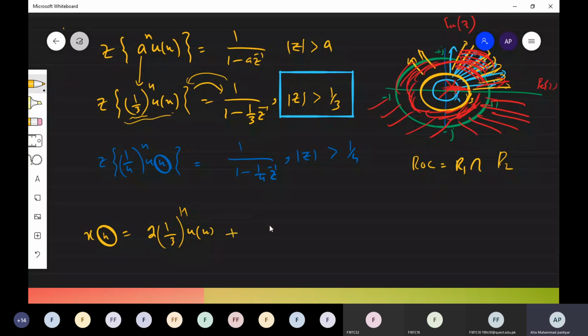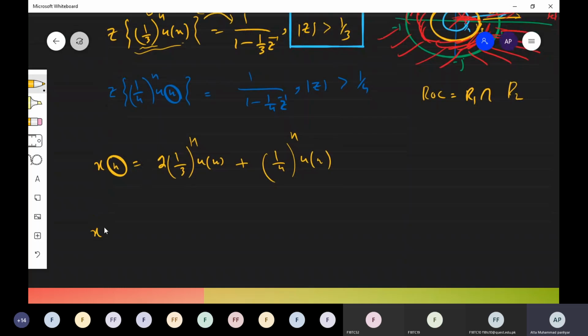Plus (1/4)^n u[n], right? If you wish to solve it a little bit further, then x[n] must be equal to 2(1/3)^n plus (1/4)^n u[n], right? So this is the final output using partial fraction.